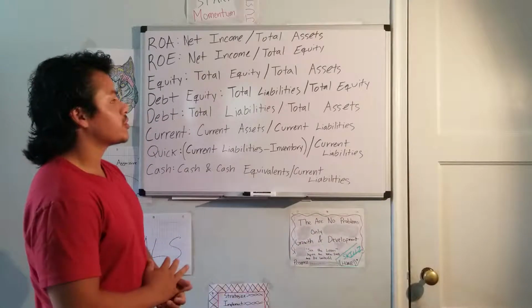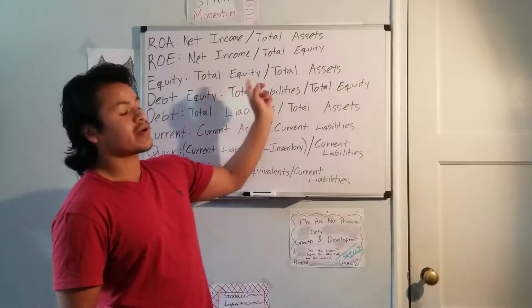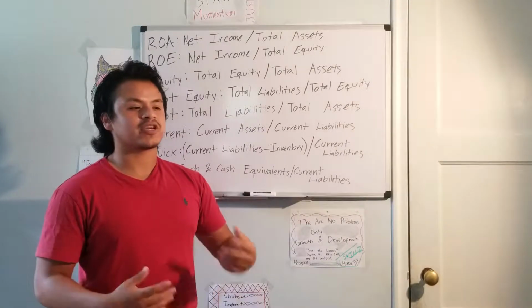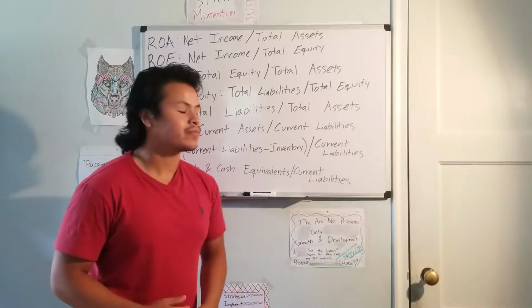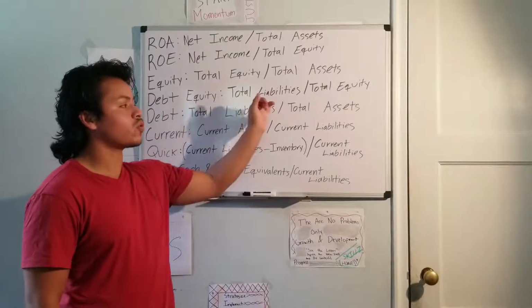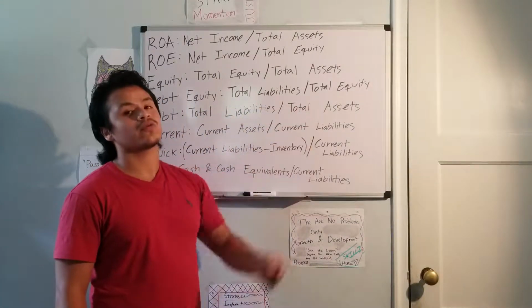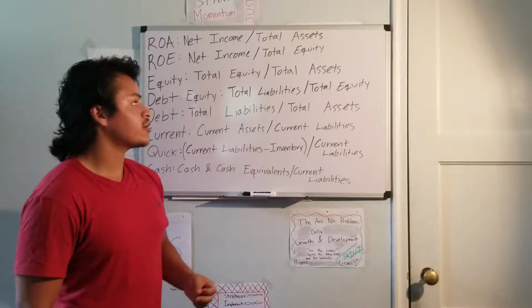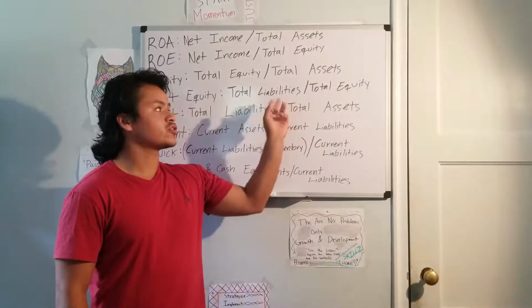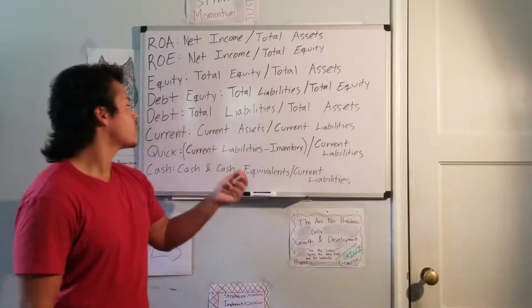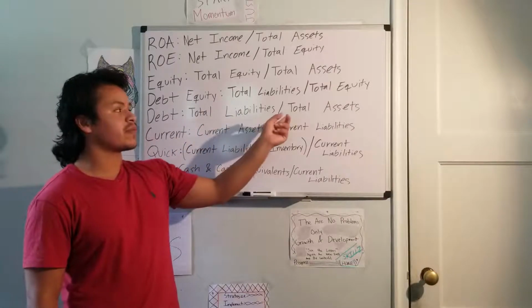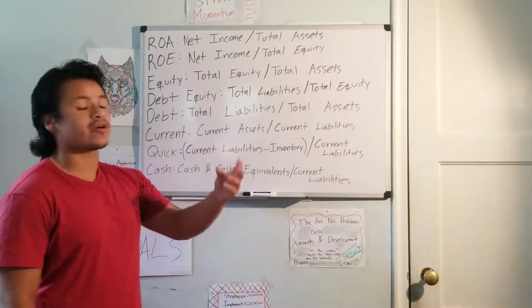Next, your equity ratio. That's going to be your total equity divided by total assets. At that point, that allows you to see how much of the company you actually own. Debt equity is total liabilities divided by total equity. That shows you what you owe compared to total equity, what you really own. Then we have debt. Debt is total liabilities divided by total assets. That gives you your debt ratio.